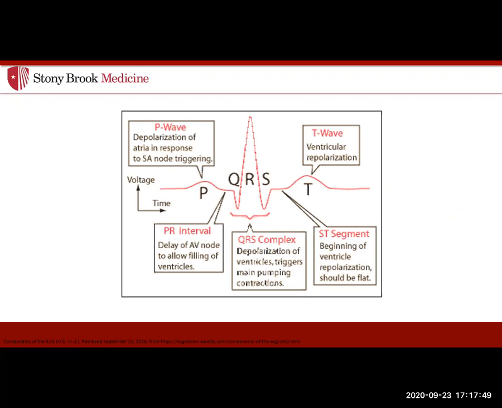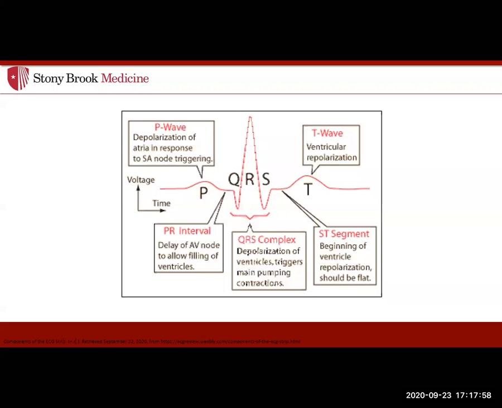So our P wave is when the SA node is triggering, which causes depolarization of the atria, followed by your PR interval, which is where you have delay of the AV node, and this is where your ventricles are filling in your heartbeat. Next, you have your QRS complex, and this is where your ventricles are depolarizing, and this is where the main pumping of blood is occurring. Following your QRS complex, you have ST segments and T waves, which are where your ventricles are repolarizing to start the whole process of your heartbeat filling and pumping again.